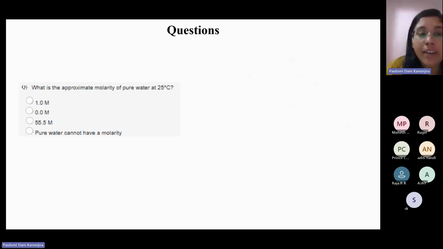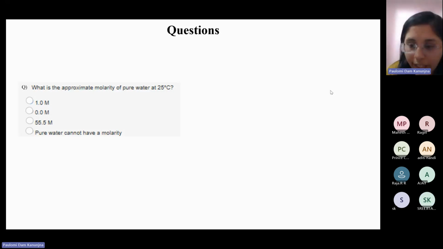How did we come to the value of 55.5 molar? So the answer I can reveal, but can you attempt to work it out? Like, could you think of why it will be 55.5 molar? It's okay if you can't. I will wait for maybe 30 seconds if you want to give it a try. And after that, I will discuss the answers.